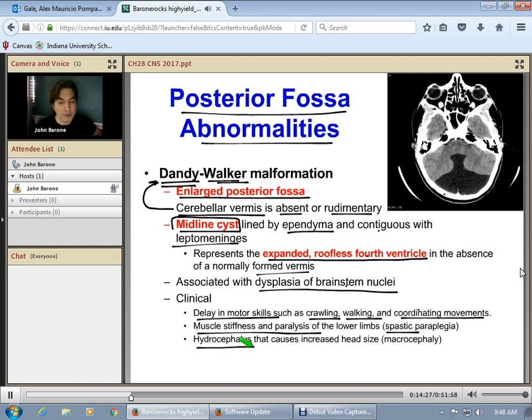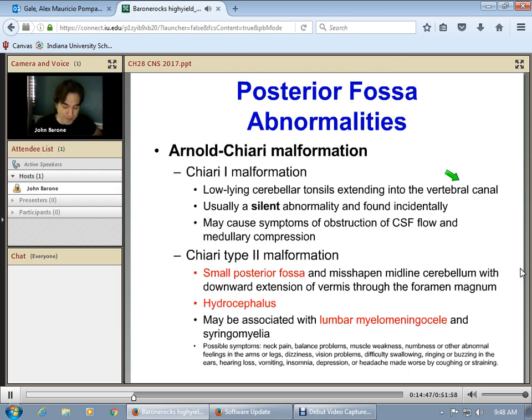And you can get hydrocephalus because of the tremendous amount of space here. You know, hydrocephalus like crazy. And that can increase the size of the head. You get macrocephaly here because the pressure does seem to go up. All right, so that's the Dandy-Walker because of a giant fourth ventricle, because the vermis of the cerebellum didn't form. All right, no cerebellum, at least no midline cerebellum, no vermis.